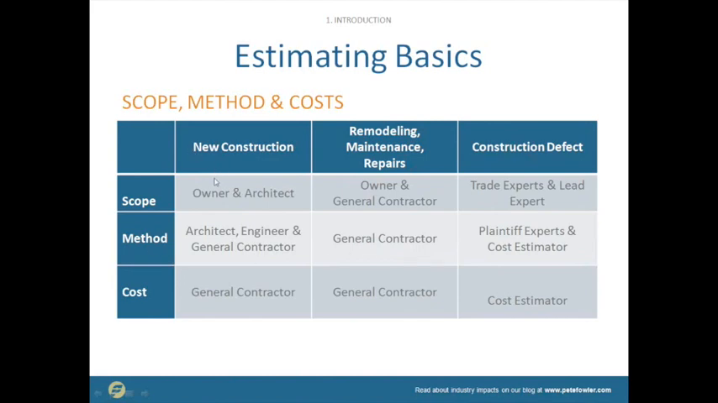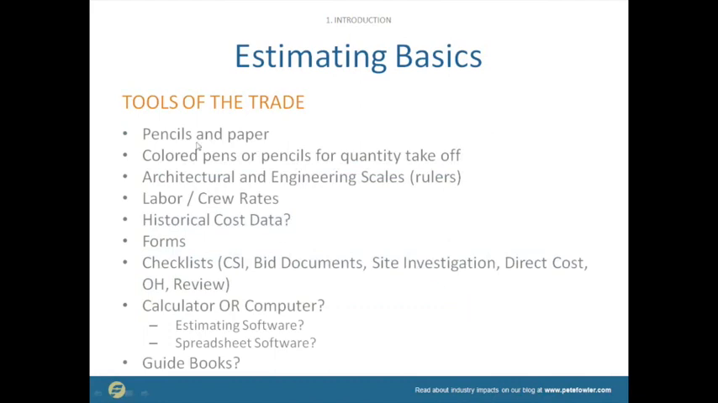But if you're doing new construction on a school, well, you've got architects and engineers, and the general contractor might make some of those decisions, and then the costs are from the general contractor, the cost estimator. So tools of the trade, the old-fashioned ways: pencils and paper and colored pens and architectural drawings on paper. Nowadays, lots of this stuff is in the computer, and we do on-screen quantity takeoffs.